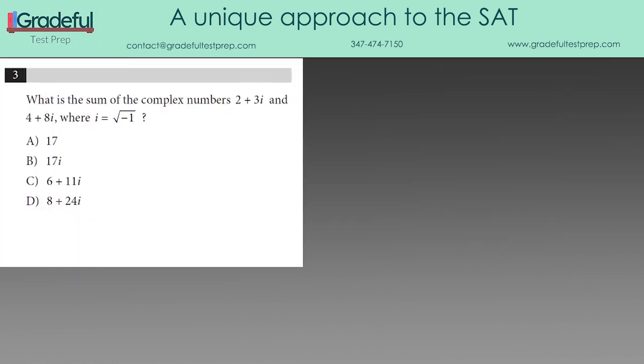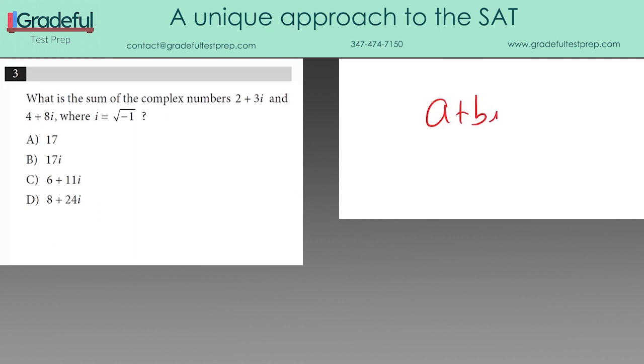Question number 3 gives us two equations that are both in the a plus bi format. And the important thing to know here is that the a and the b are different kinds of numbers, because the numbers 2 and 4 are just regular real numbers, but the 3i and the 8i, the b's, are complex numbers, imaginary numbers. And the reason why we're emphasizing that is that they can't be combined with one another.